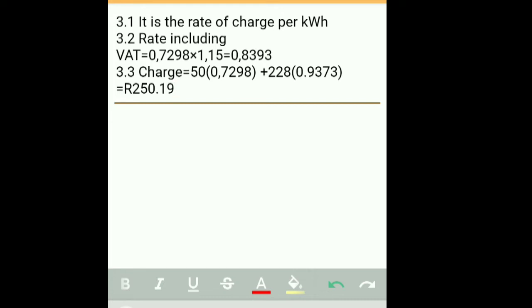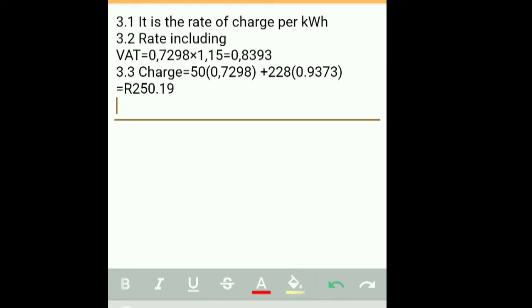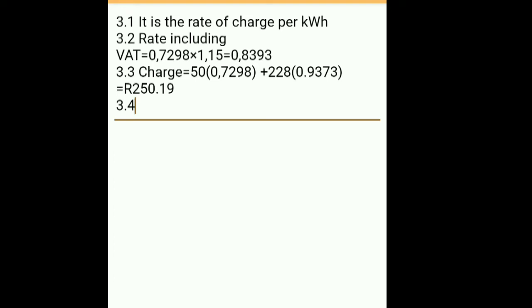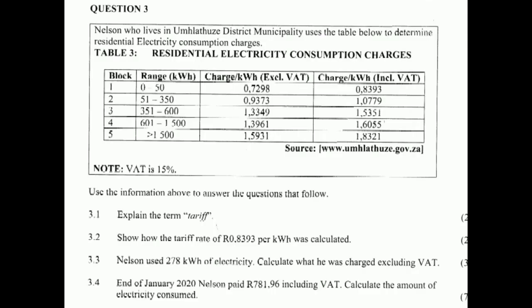Then we are going to 3.4. The question says on 3.4, end of January 2020, Nelson paid 781.96 including VAT. Calculate the amount of electricity consumed. This one is 7 marks. So it's going to take a little bit long.